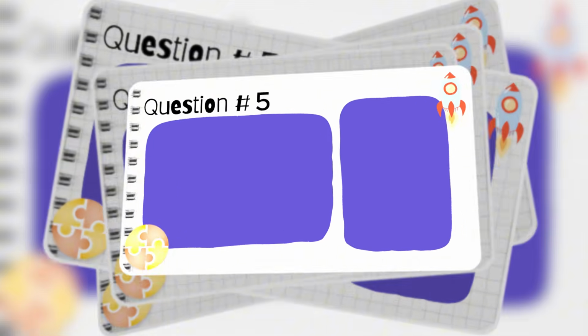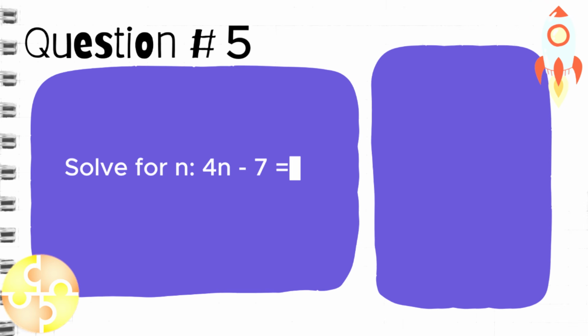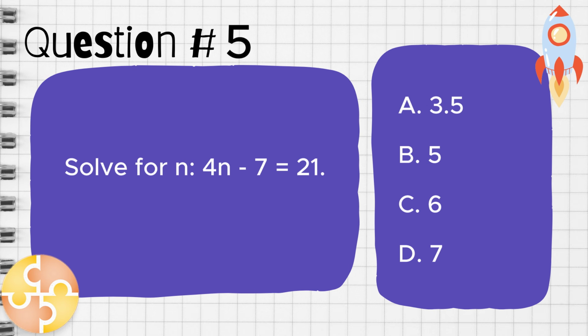Question number 5. Solve for n: 4n minus 7 equals 21. A. 3.5. B. 5. C. 6. D. 7.